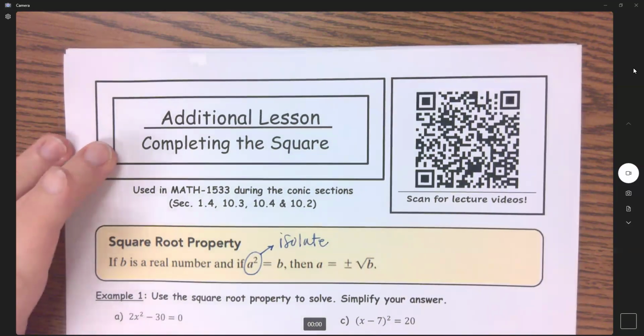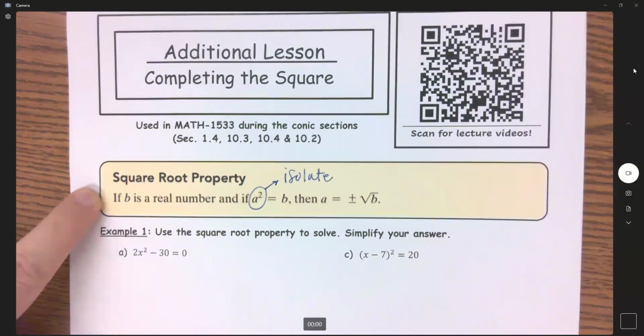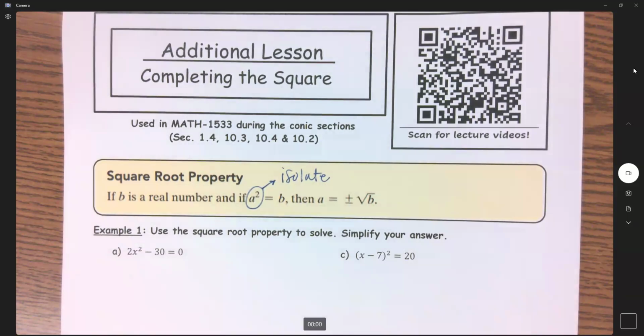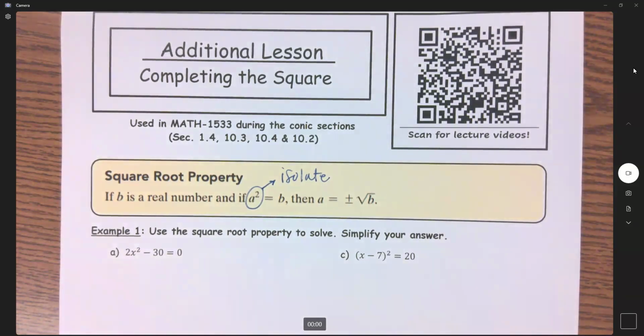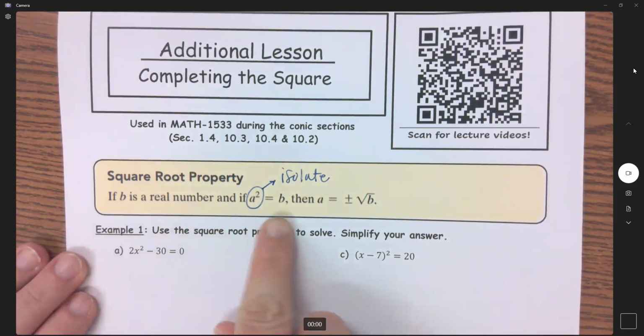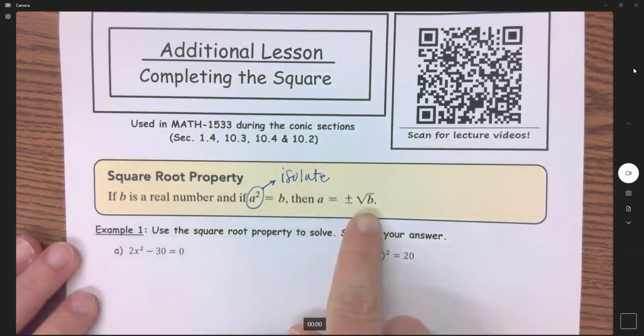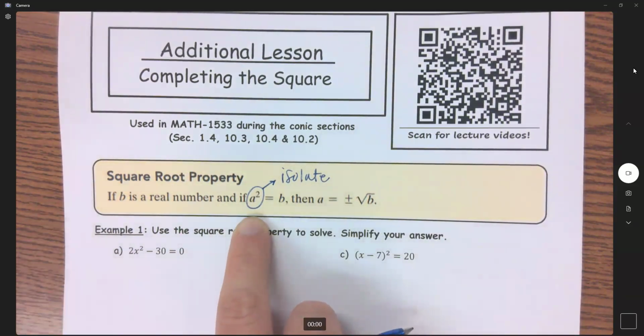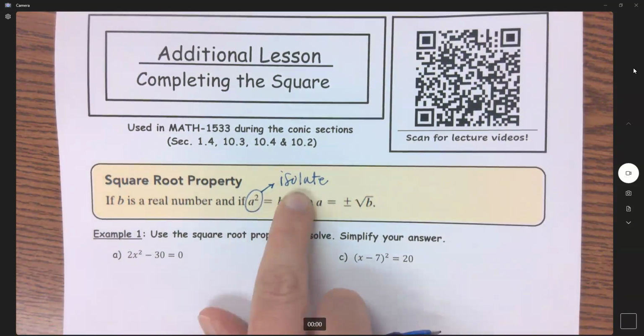So before we get into completing the square, let's review the square root property, which we have already gone over in Module 2, Lesson 3. So this is just a 2-example quick reminder of what the square root property is. And so this says, if b is a real number and if a squared equals b, then a equals plus or minus the square root of b. So the goal is to get your a squared, or we'll always have x squared, by itself, so get it isolated.